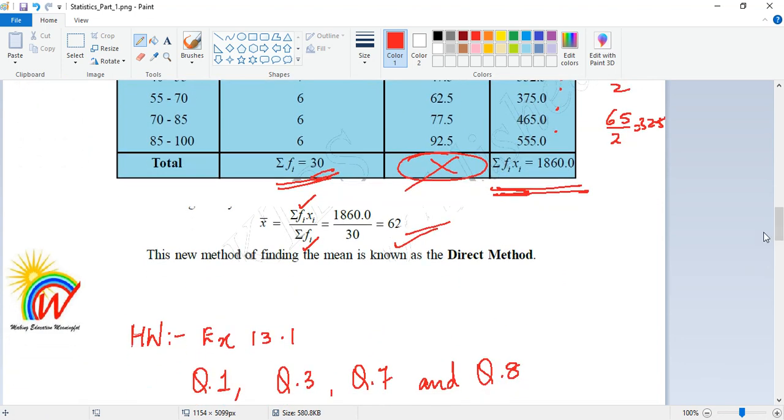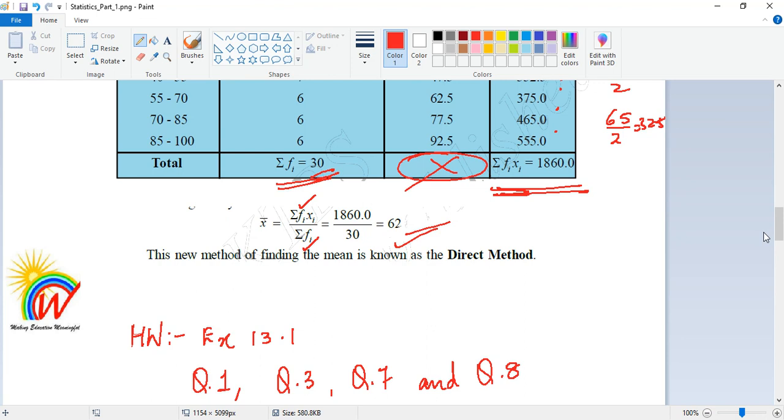You don't have to learn the other two methods to find the mean. There are two more methods, a little more complicated. Those are excluded from your exam this year, so you don't have to learn that. You just have to learn this direct method.